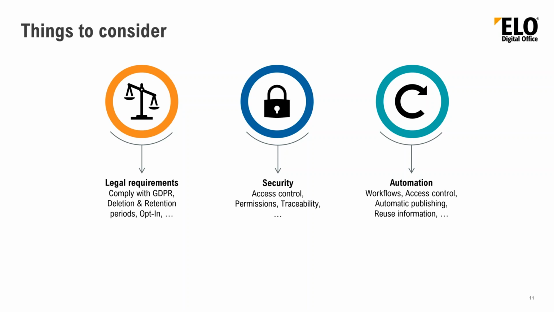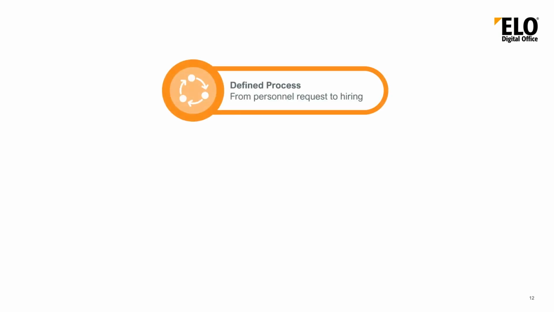So those are some things to consider, important things, and some things which make your life easier. Important things like legal requirements and security, or automation things which then make it easier for you to work in the recruiting process. So those are the things which we need for proper recruiting. We have a defined process from a personal request to hiring, which is more or less the same in every company.